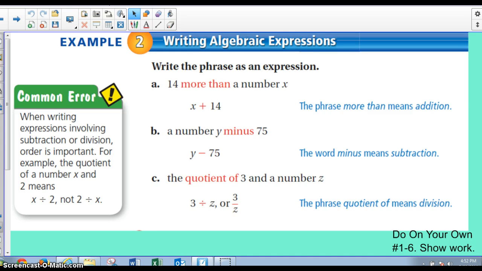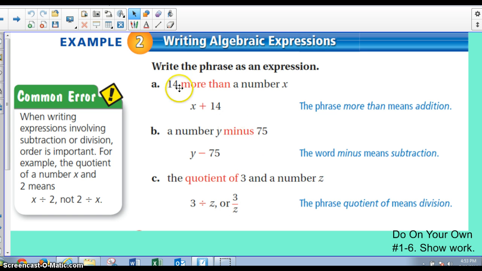Let's take a look. Again, write the phrase as an expression. 14 more than a number, the number goes first, 14 more. A number y minus 75, y goes first. Read it in order, write it in order. The quotient of 3 and a number z. 3 divided by z. Or you can write it like this, 3 divided by z. Read them from left to right, know the order, and figure out the words or the phrases they give you.